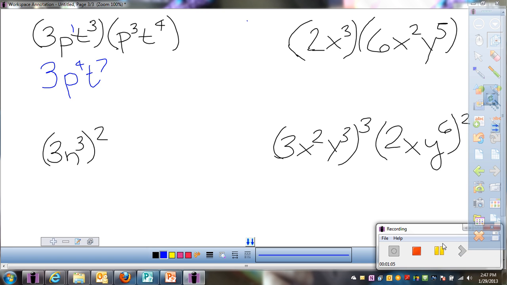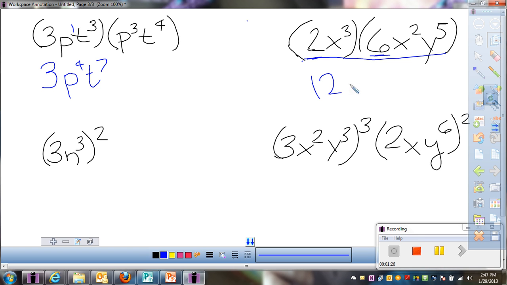Alright, so let's take a look at this second problem. And we're using the rule of multiplying like bases again. So we notice that we have a 2 in the first one and a 6 in the second one. So those are both constants, both numbers. So 2 times 6 is 12.